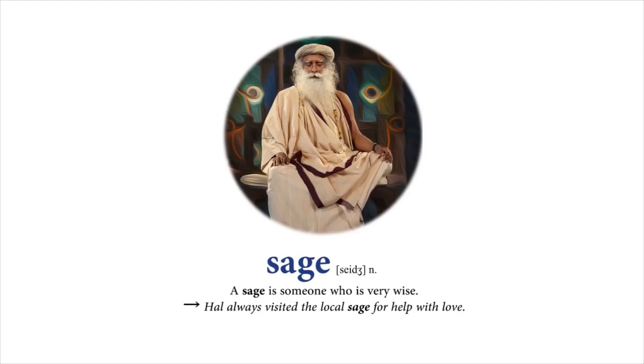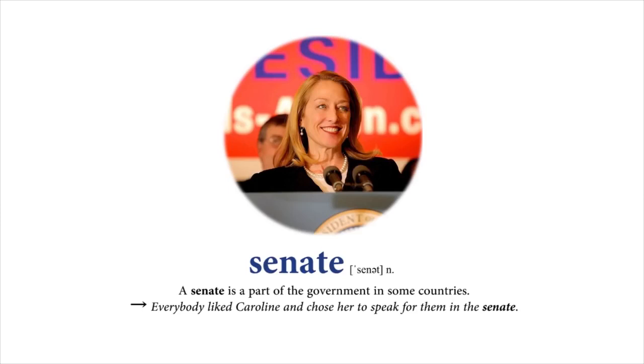Sage. A sage is someone who is very wise. Hal always visited the local sage for help with love. Senate. A senate is a part of the government in some countries. Everybody liked Caroline and chose her to speak for them in the Senate.